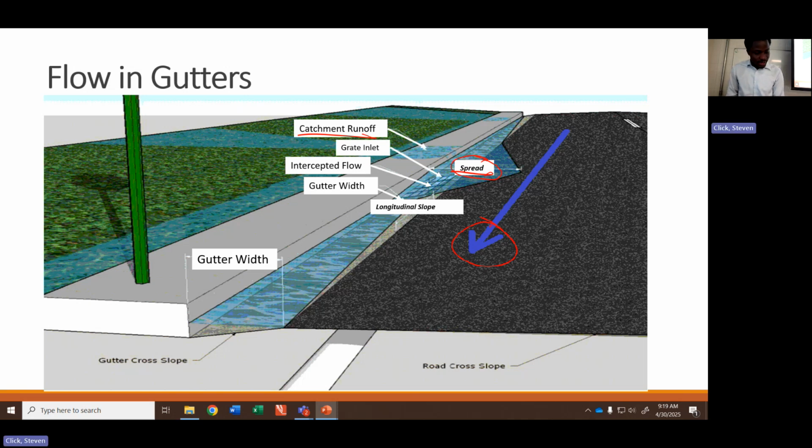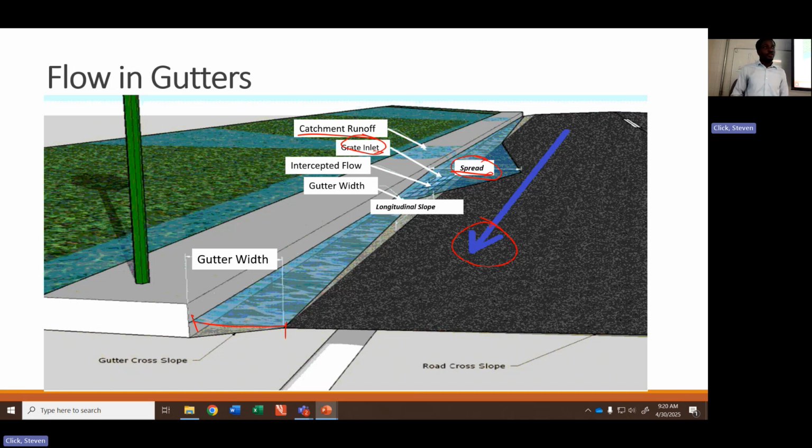Also, we have the gutter width. That's how wide the gutter is from the edge of the curb. We have the grate inlets. So along the gutters, you need ways to remove the water from the gutters. The gutters collect the water from the roadway, and the inlets collect water from the gutters. So it's like a uniform system where after the water gets into the gutters, it continues into the inlets.